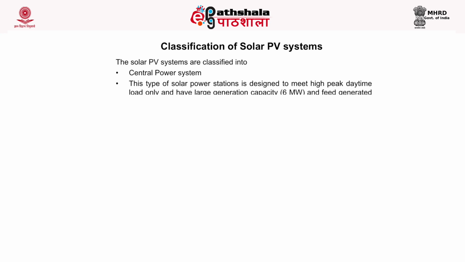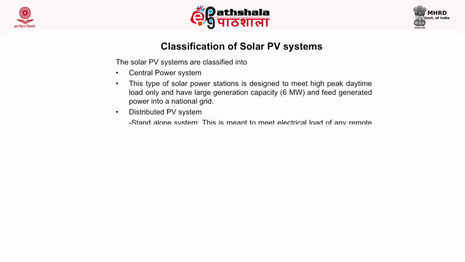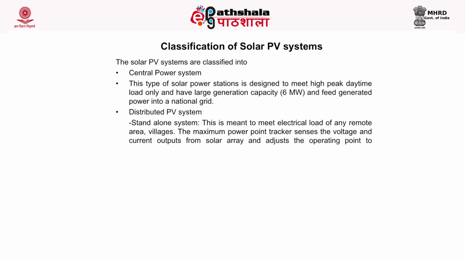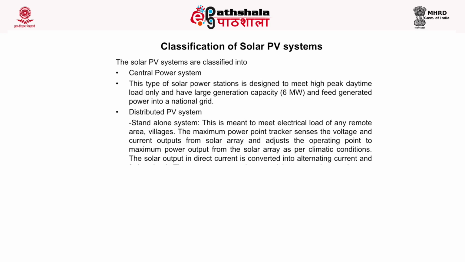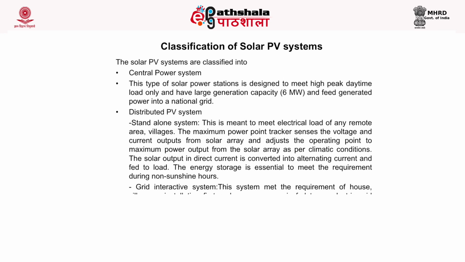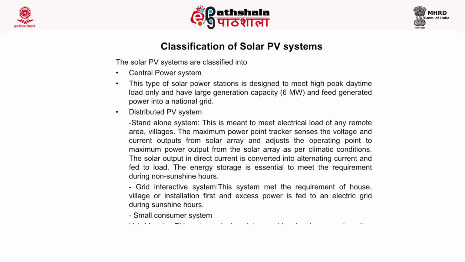Let's classify these solar PV systems. It is classified into central power system, distributed PV system, and hybrid solar PV system. In the central power system, the solar power stations are designed to meet high peak daytime load only and have large generation capacity, around 6 megawatts, and feed generated power into a national grid. That is the central power system.